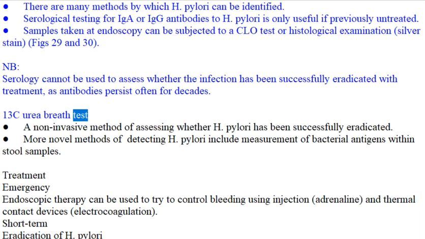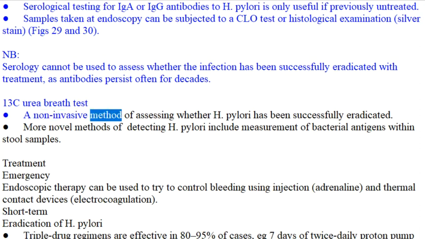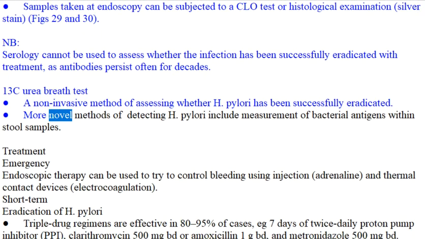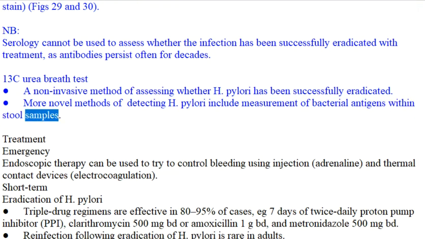13C urea breath test is a non-invasive method of assessing whether H. pylori has been successfully eradicated. More novel methods of detecting H. pylori include measurement of bacterial antigens within stool samples.